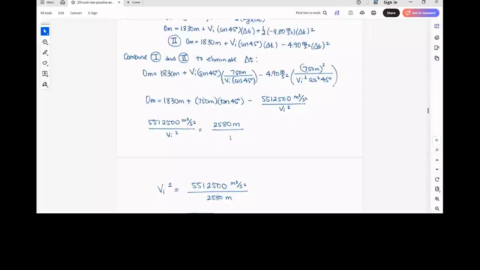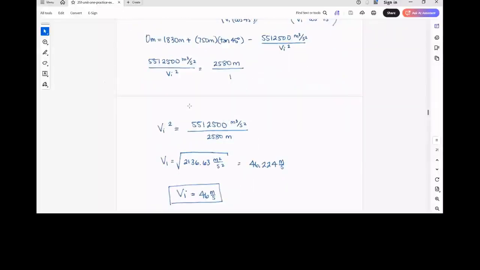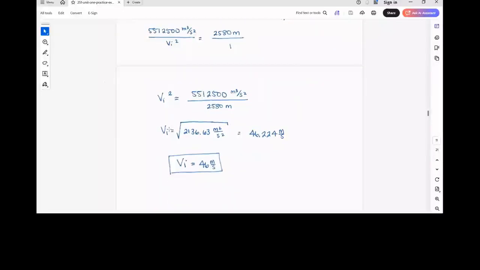So I have 1830 meters plus 750 meters times tan 45, which is just going to give me a 1, minus this quantity. It's got some weird intermediate units, but they're going to make sense in a second. Minus 5,512,500 meters cubed per second squared, divided by v initial squared. So I can combine some like terms, I can cross multiply. What I am left with now for v initial is 46.224 meters per second, or 46 to 2 sig figs.